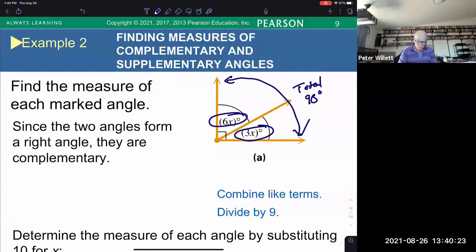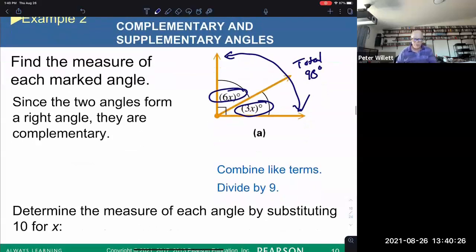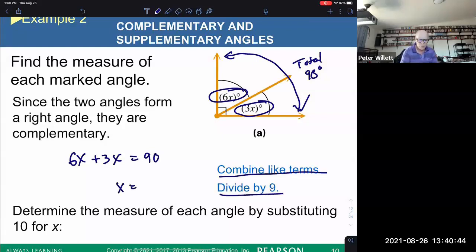So because of that, they're using the terminology, they're complementary. So then that means that 6x degrees plus 3x degrees would have to total 90 degrees. And then you could solve that little equation by combining the like terms and dividing by 9. And then you would get that x is therefore equal to 10 degrees. And so if the first angle was 3x, that would be 30 degrees when we multiply 10 by 3. And if the second angle was 6x, that would be 60 degrees when we multiplied by 6.